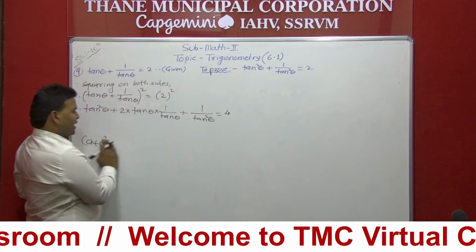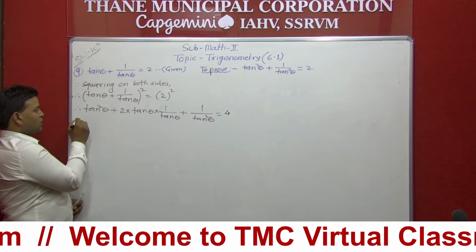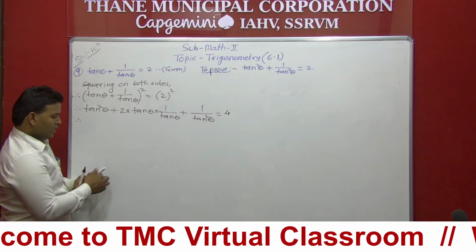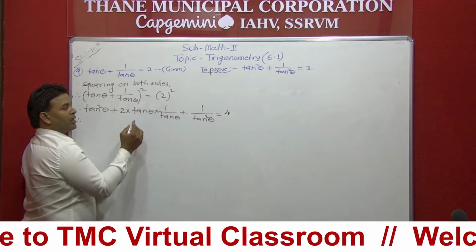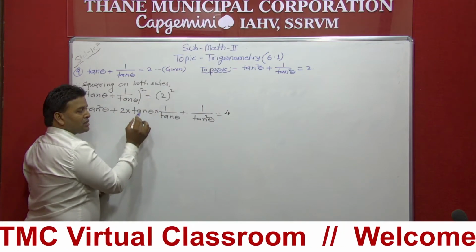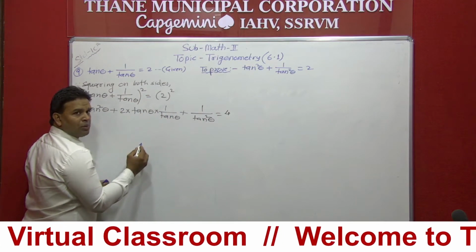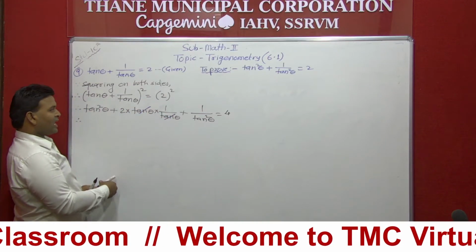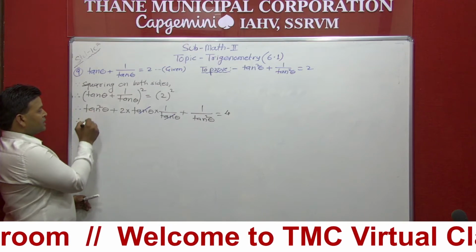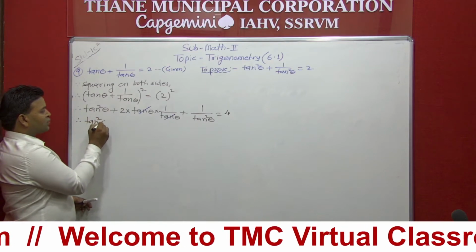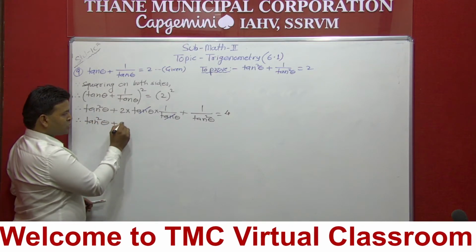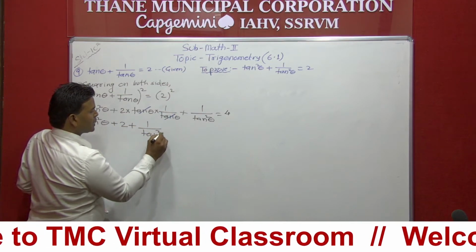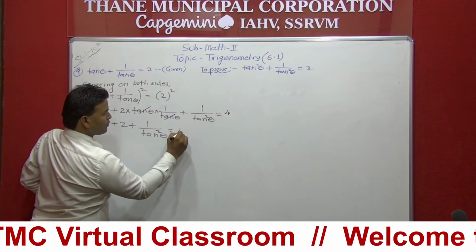So after squaring, now see one most important step here. In this question, see the middle term. Here tan theta is a numerator and this tan theta is a denominator. So what happened here? These two will get cancelled. After cancelling, we will be left with tan square theta plus 2 plus 1 upon tan square theta is equal to 4.